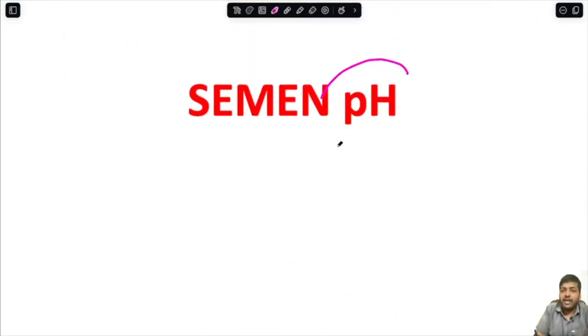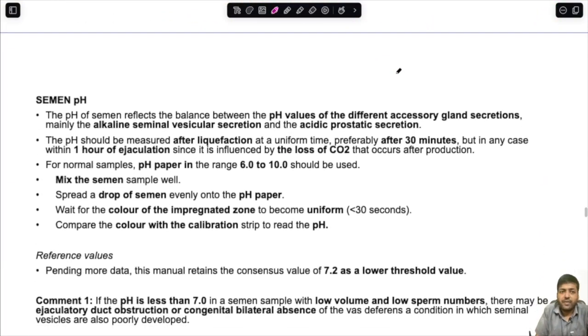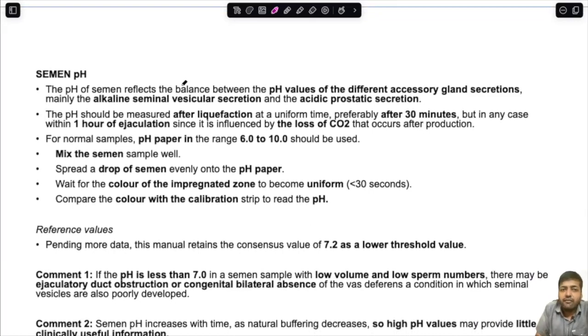Now the semen pH, or the ejaculate pH. The pH of the semen reflects the balance between the pH values of different accessory gland secretions, mainly the alkaline seminal vesicular secretion and the acidic prostatic secretion. The pH should be measured after liquefaction at a uniform time, preferably after 30 minutes, but in any case within 1 hour of ejaculation, since it is influenced by the loss of carbon dioxide that occurs after production.